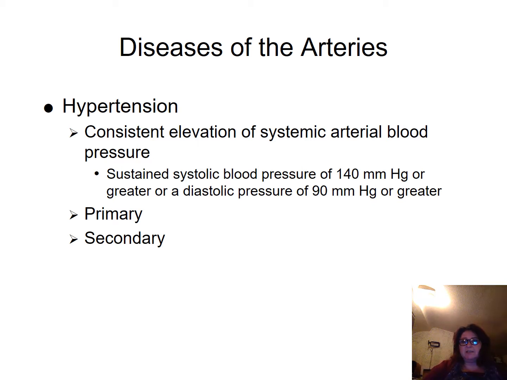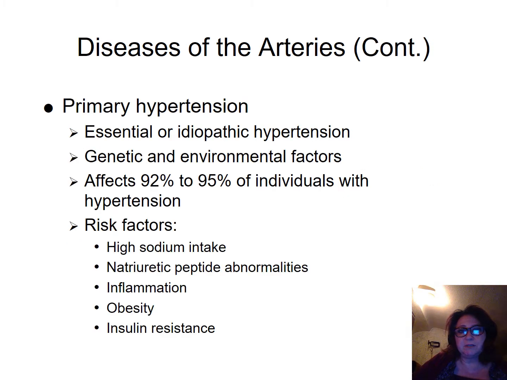Hypertension is a disease of the arteries. Consistent elevation of systemic arterial blood pressure. And actually, because I made this presentation last year, they've recently lowered the standard. So now anything over 120/80 is considered high blood pressure. There's primary and secondary high blood pressure, and primary hypertension is essential. So remember, you're going to see these terms a lot, primary and secondary.